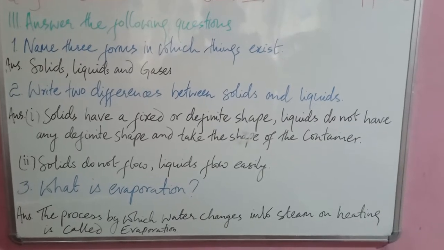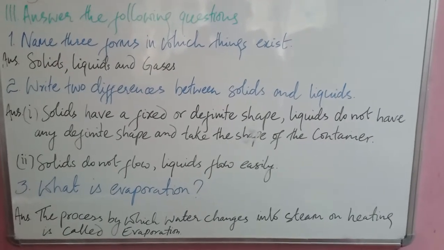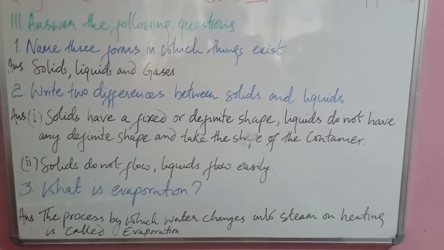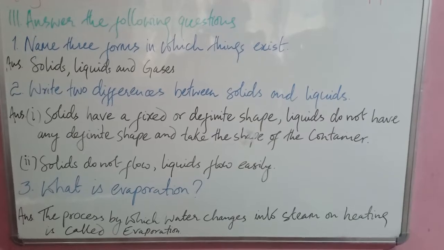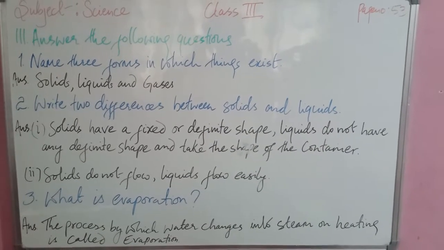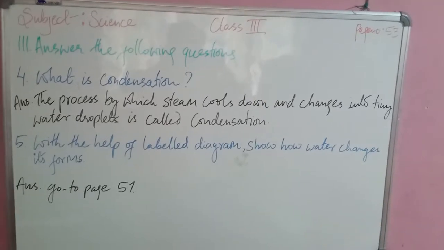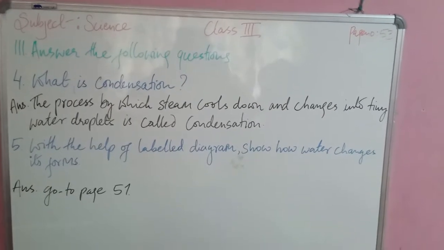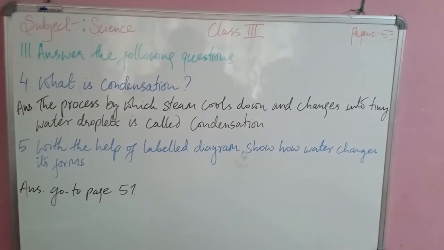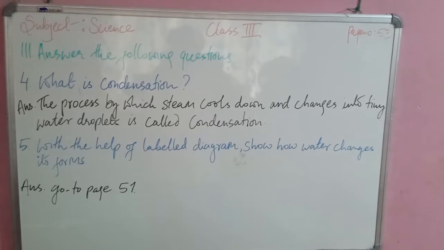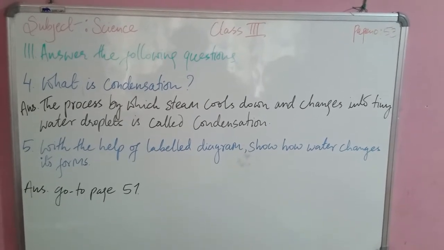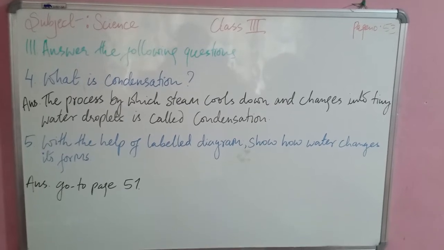Then we have question number 3, what is evaporation? You have to write the process by which water changes into steam on heating is called evaporation. Next we have question number 4, what is condensation? You have to write the process by which steam cools down and changes into tiny water droplets is called condensation.